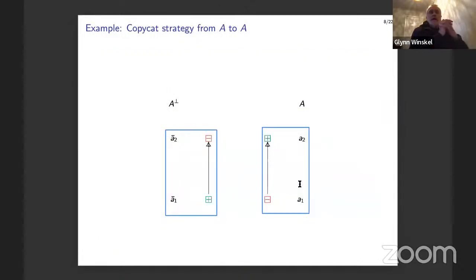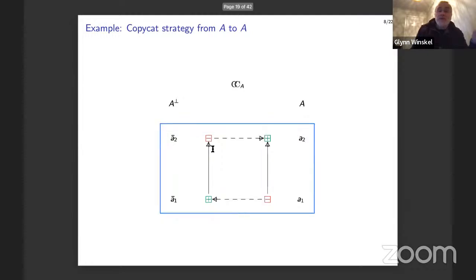So let's look at copycat. We want to have a copycat strategy going from A to A. Here's the original game A looking something like this. What I've drawn may be part of a bigger picture. There may be more conflict, there may be more complicated causal dependencies and so on. And then the dual game will look the same, but for a reversal of polarities. And then we produce the copycat strategy by, in the spirit of copycat, making the player moves causally depend on the corresponding opponent moves in this manner here. And that gives us the copycat strategy.